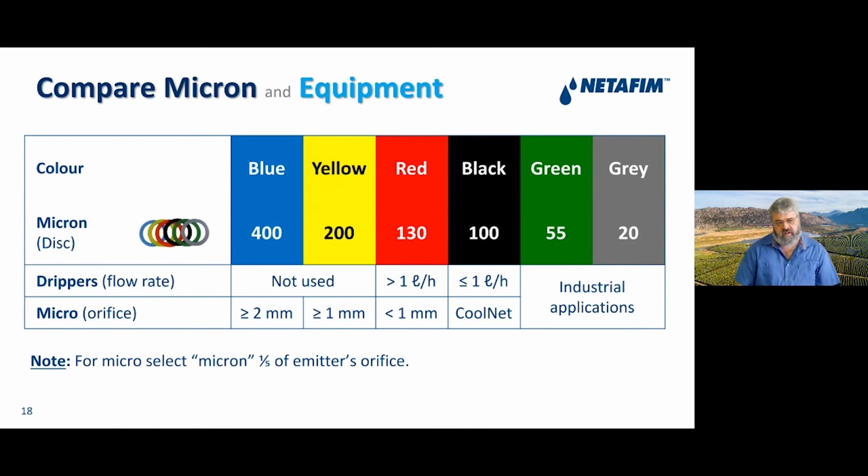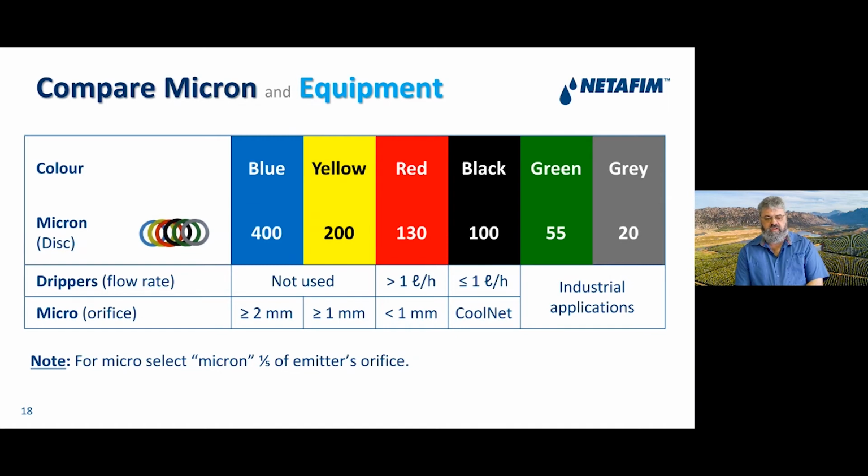So how do we link the micron or the disc color to the equipment? Firstly, if we look on the right-hand side, the green and the gray disc, we only use in industrial applications, not for the agricultural. Then, if we look at the micro, the bottom line, we say a micro we need to protect 5 times smaller than the orifice size.